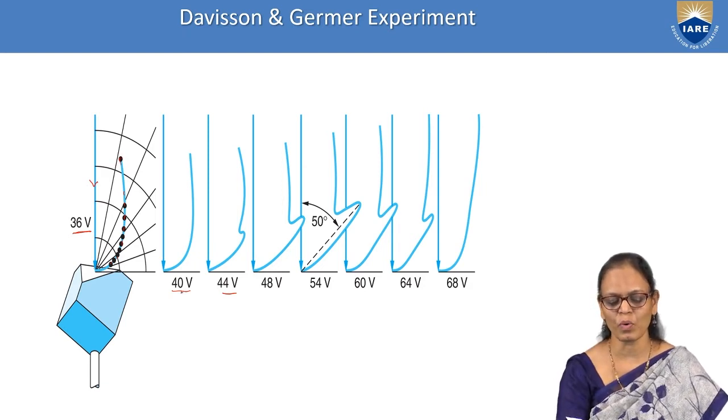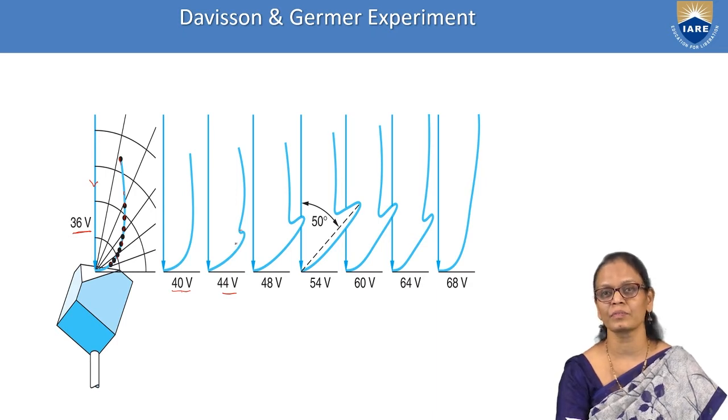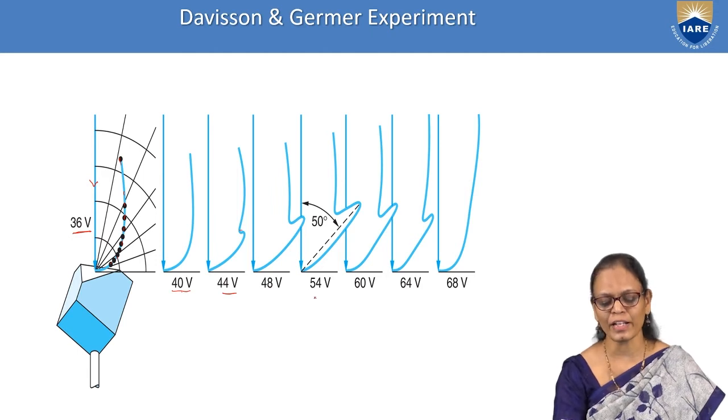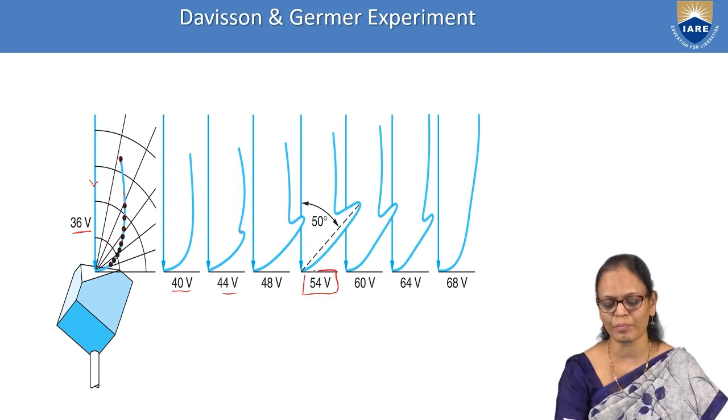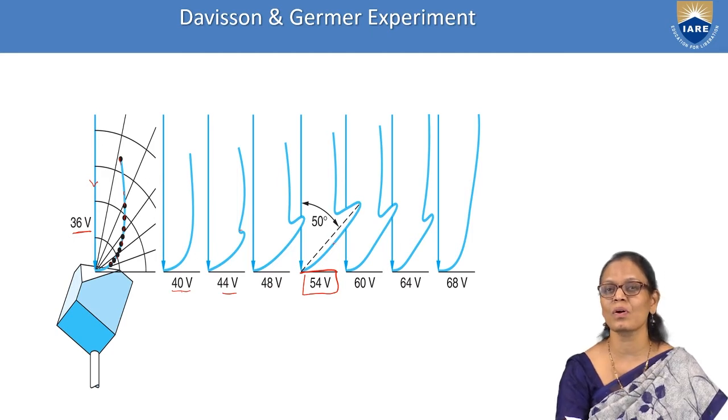So at 40 volts, you see the graph is this. And as you keep on increasing the voltage, you may find slight variations in intensity. There is a kink here, and this is becoming more prominent. And at 44 volt, this is very important. At 44 volt and an angle of 50 degree, what he has seen is the intensity. There is a very strong peak, a sharp peak we can say here.